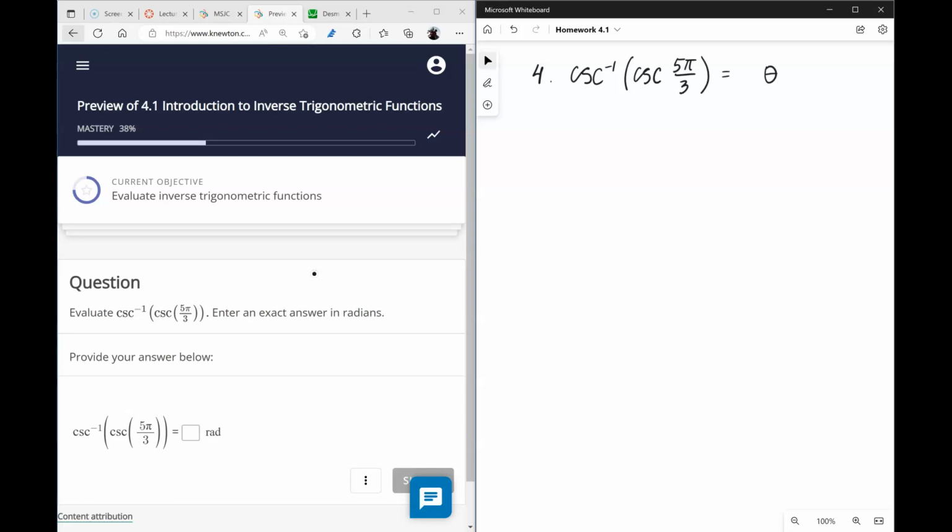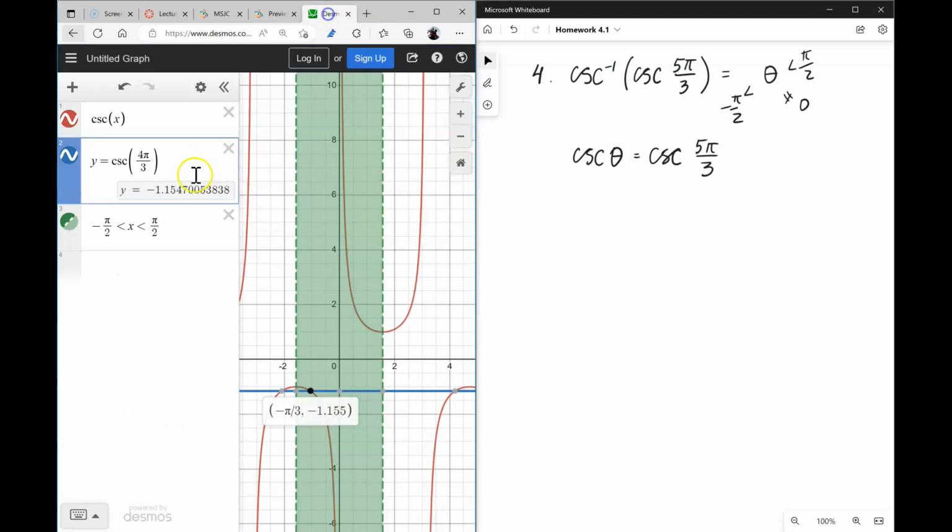So the range of cosecant again is from pi over 2 to negative pi over 2. Theta cannot be equal to 0, but cosecant of theta must be equal to cosecant of 5 pi over 3. And I'm going to use Desmos again because it just seems to be easier. So I'm going to change this 4 to 5. And the answer is now negative pi over 3.